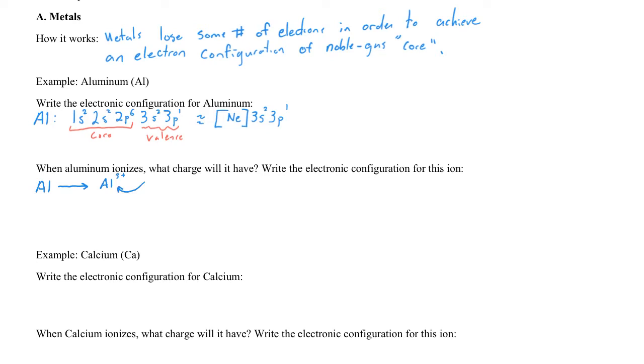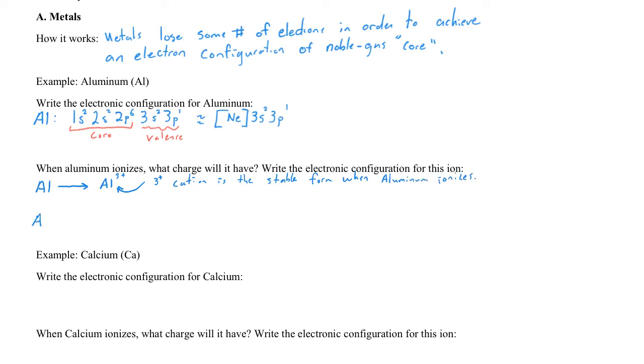Now let's write out the electron configuration for this aluminum 3+ cation. So what I want you to do is now write out the electron configuration for this aluminum 3+, which is obviously going to be different than the neutral aluminum. Write out the electron configuration for that.